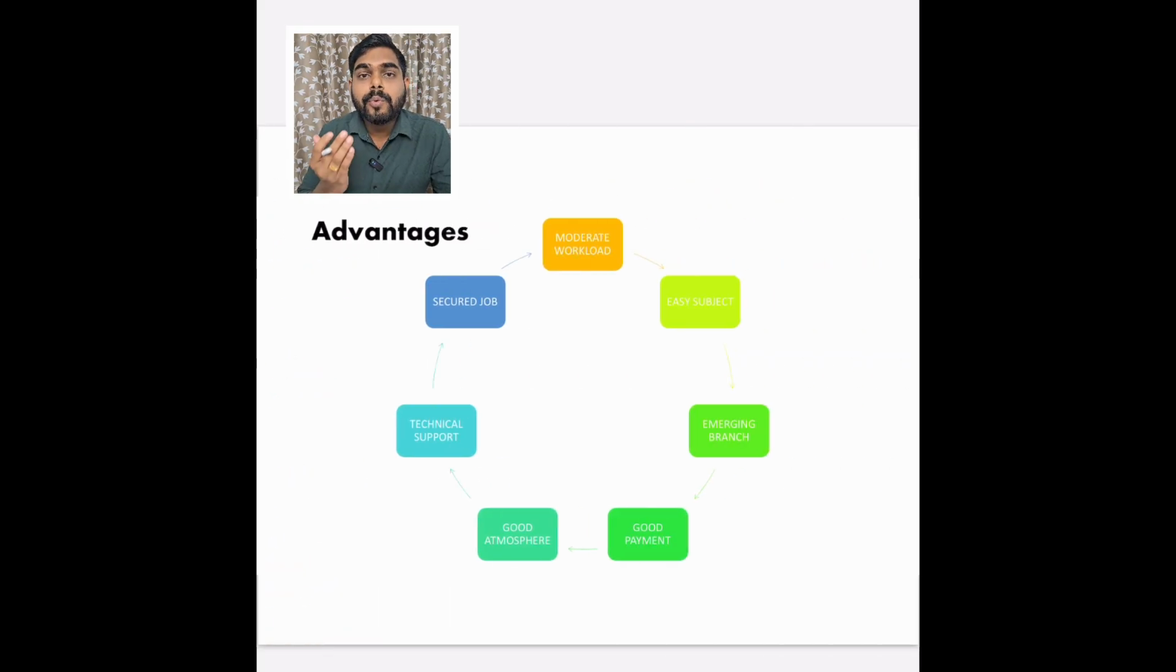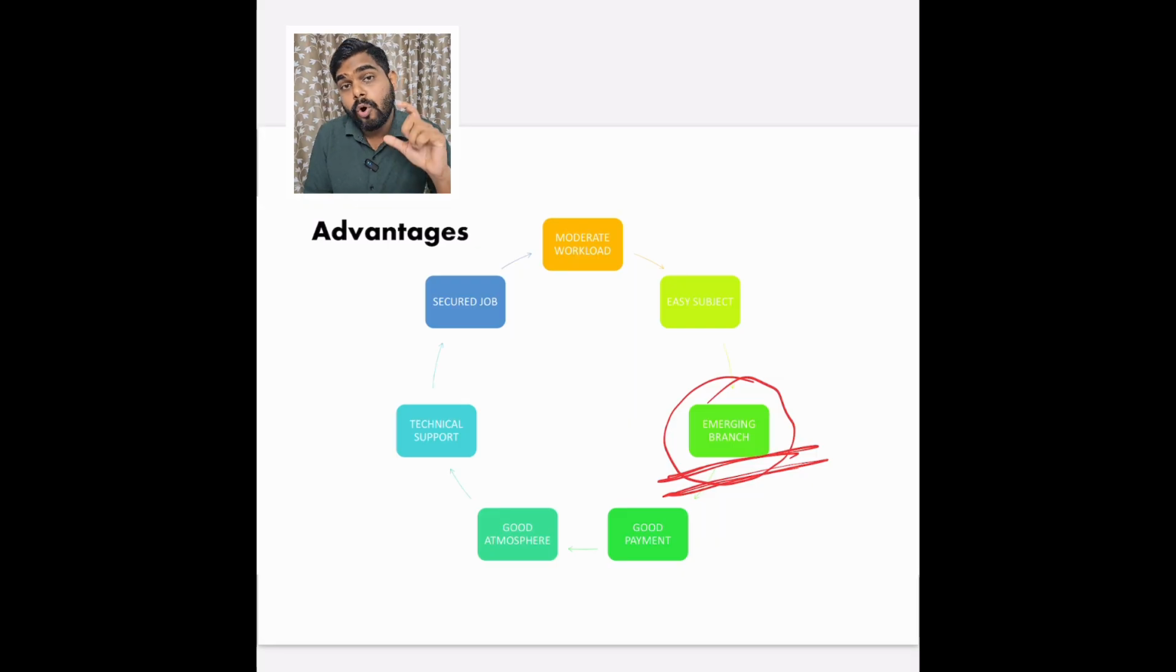So what are the advantages of a department like this? The main advantage is this is an emerging branch. This branch was already established years back, and now there is scope for this branch. There is a tremendous rise in scope for this branch. So as an emerging branch, we have secured jobs.